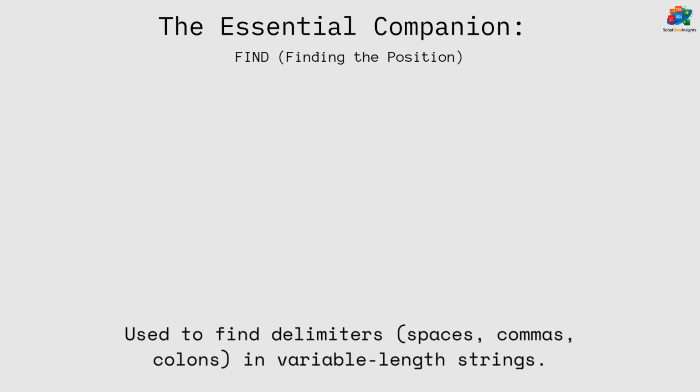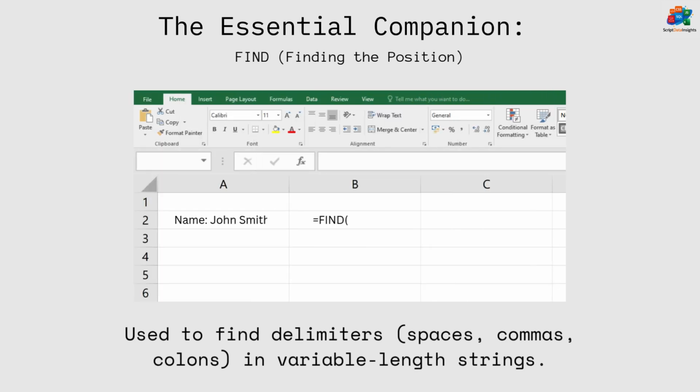The real power user move involves the essential companion, FIND. The FIND function is used to find delimiters, spaces, commas, colons, in variable length strings. The formula =FIND(":",A2) returns the number 5, because the colon in Name: John Smith is the 5th character. This number is what allows us to dynamically tell other functions, like RIGHT, where to start or stop.